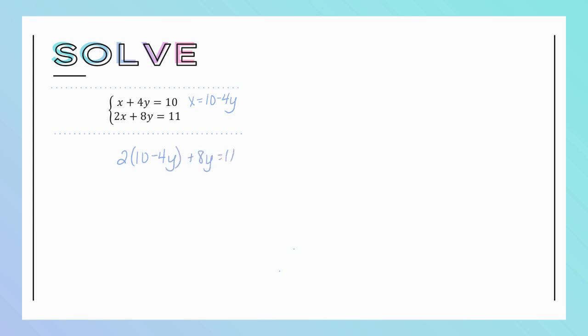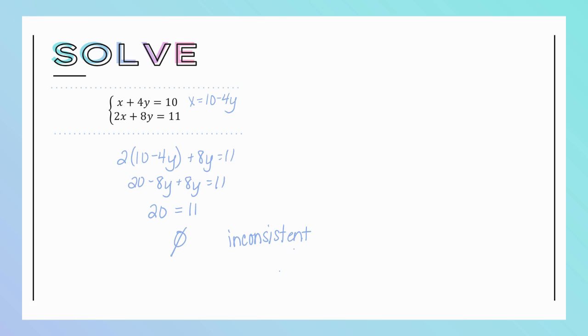to solve for y. So I'm going to distribute my 2, and then I'm going to combine like terms. And what I'm noticing here is that negative 8y plus 8y is 0, and I'm left with 20 equals 11. What does that mean? Well, since 20 in fact does not equal 11, these would be parallel lines that would have no solution, okay? We have an inconsistent system here because these would be parallel lines that will never intersect and have no point of intersection.